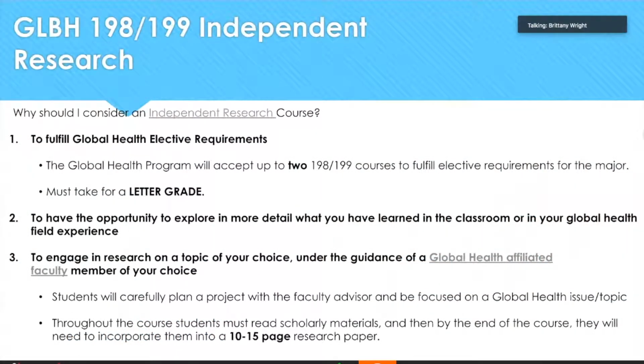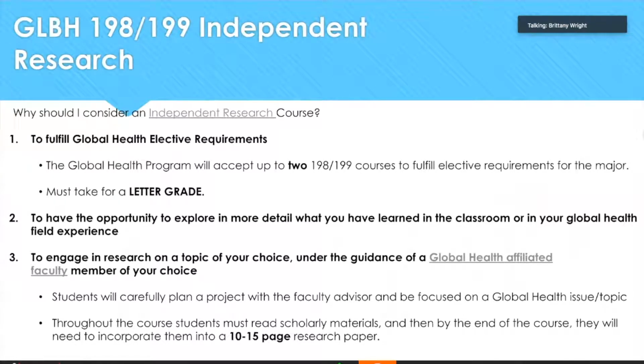Some of you may be interested in doing independent research with a faculty member during your time here. You can do up to 2 of these. So it's important, if you're interested in this, to develop relationships with faculty in class, or if you get a research position, this is something you could discuss with the faculty member.